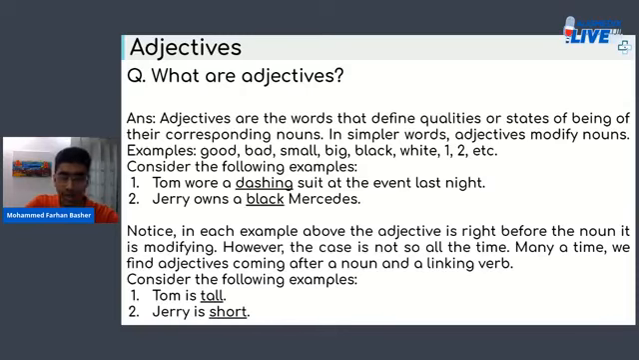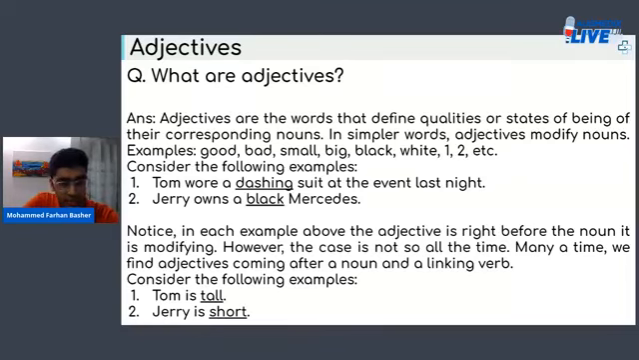Okay, so as I was saying, adjectives are the words that define qualities or states of being of their corresponding nouns. In simpler words, adjectives modify nouns. Examples: good, bad, small, big, black, white, etc. Tom wore a dashing suit at the event last night. Jerry owns a black Mercedes. Notice in each example above, the adjective is right before the noun it is modifying.